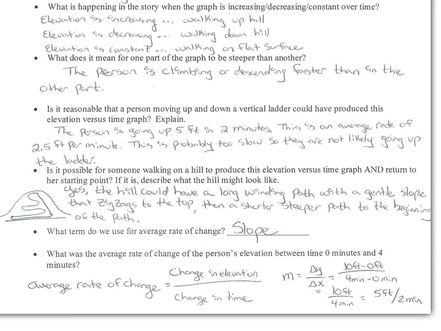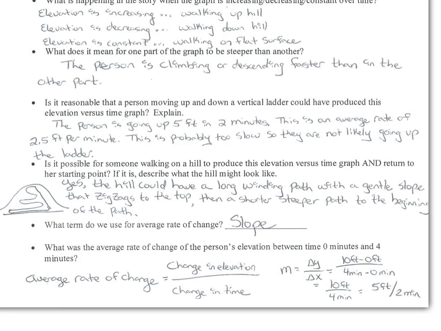So my average rate of change is change in elevation over change in time. My slope formula is delta y over delta x. I ended at 10 feet, but I started at 0 feet. I ended at 4 minutes, but I started at 0 minutes, for between 0 and 4 minutes. Subtract and reduce, it's 5 feet per 2 minutes, or 2.5 feet per minute.